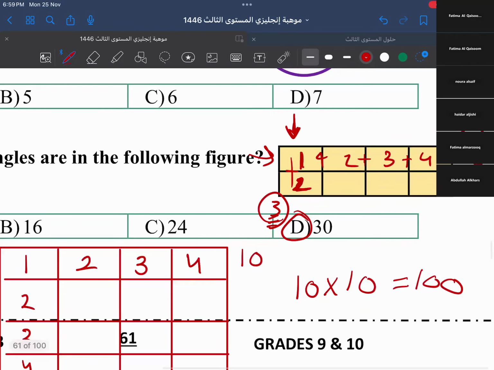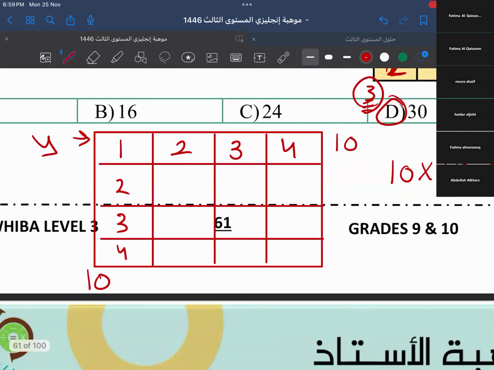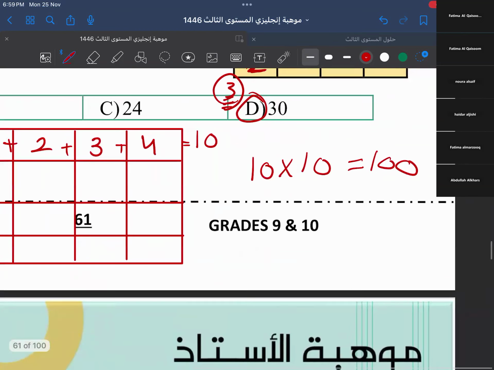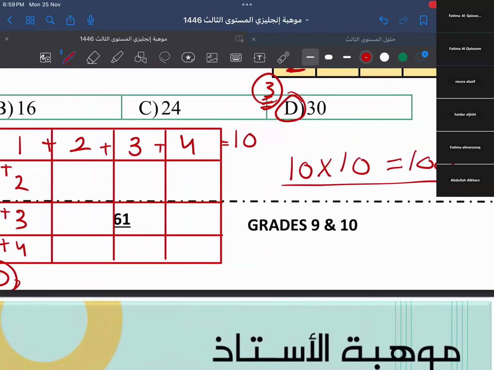Excellent. So here in the example, we did the same. We did add all the numbers together. We got 10. And also in the row, we added all the numbers and we got 10. And then I multiplied them by each other. Okay.